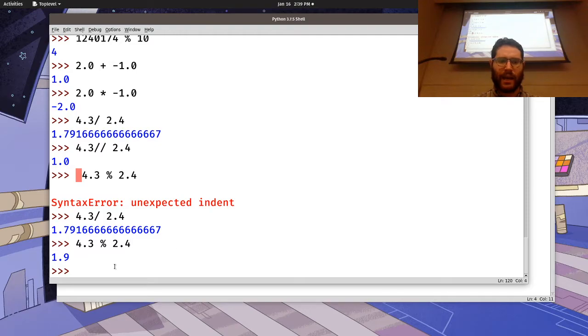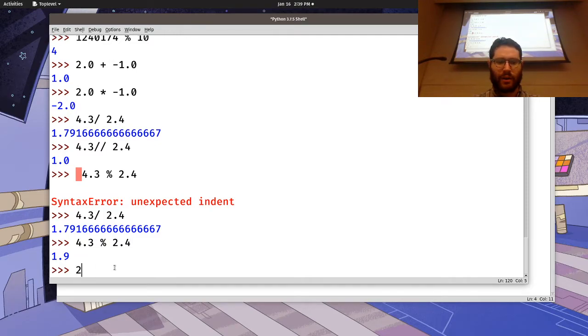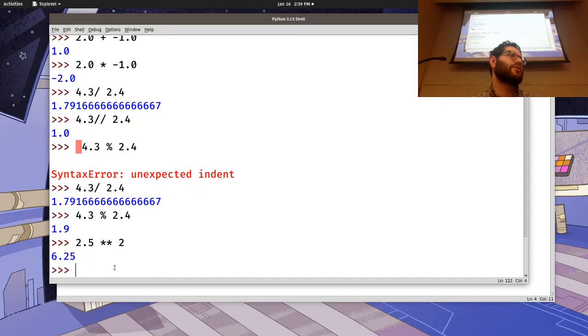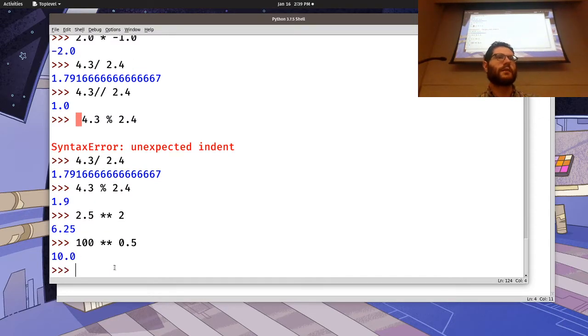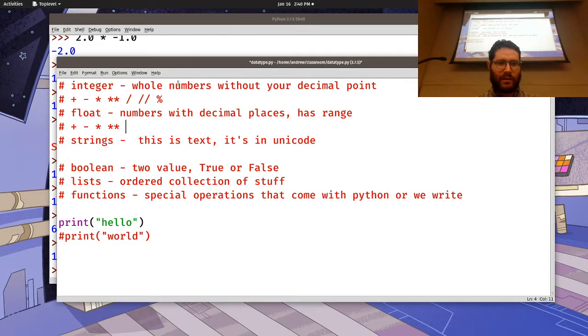So for instance, 2.5 squared, right? That's 2.5 multiplied by 2.5. That works exactly like we'd expect. If you want a cheap way to get the square root of something, you can give it the 1 over 2 exponent. And divide. That's really all we care about.